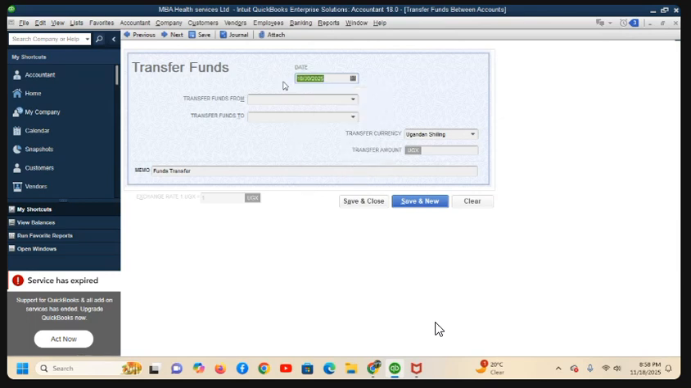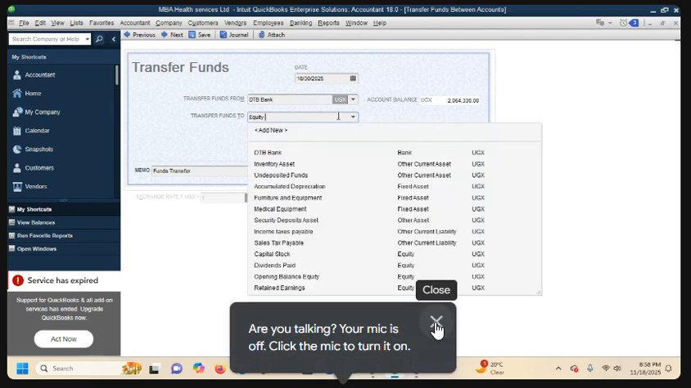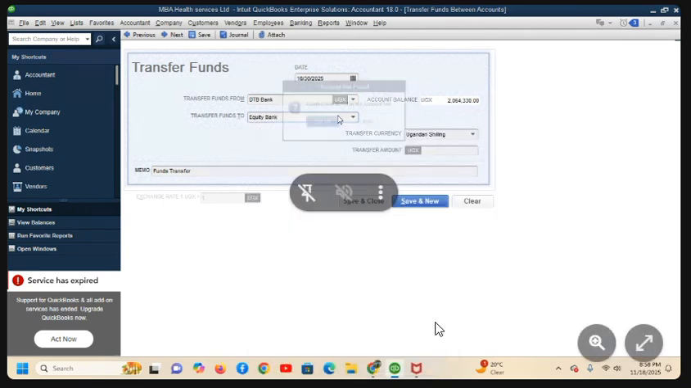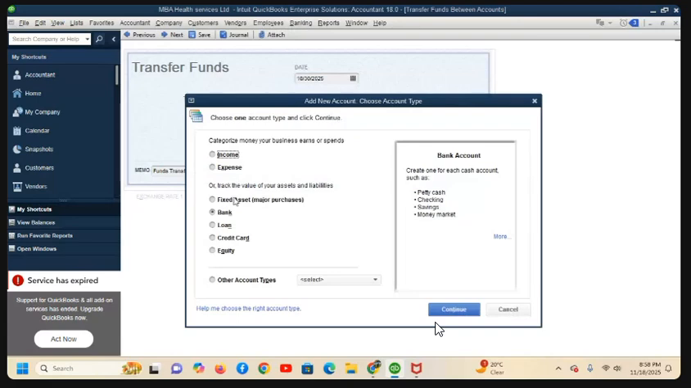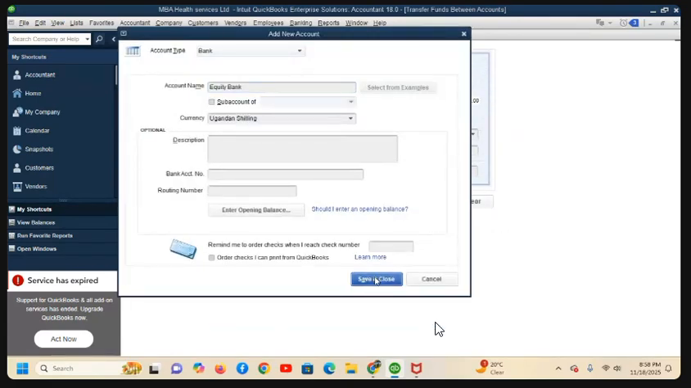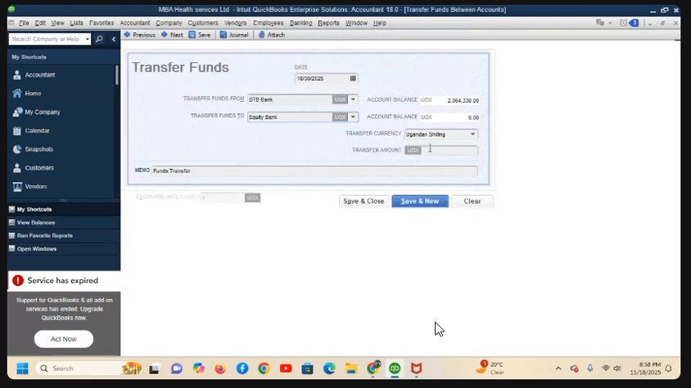Transferring on October 30th. I'm transferring from DTB, that's where we have money. Remember, we have that amount of money, but we are transferring it to Equity Bank. So we have an Equity Bank we are setting up as a bank account. Let's transfer 1 million. How much are we transferring? I'll put 1 million.